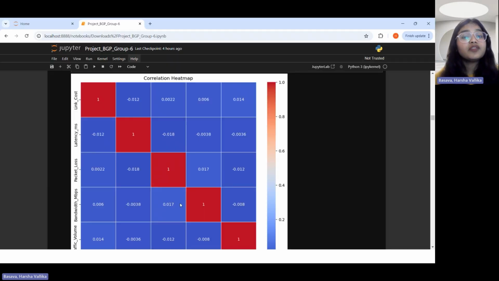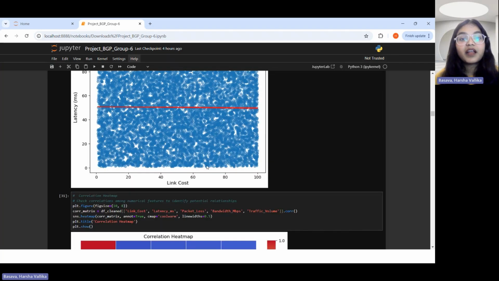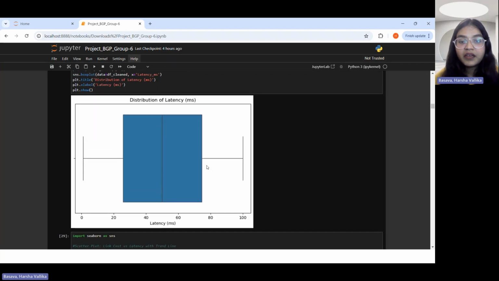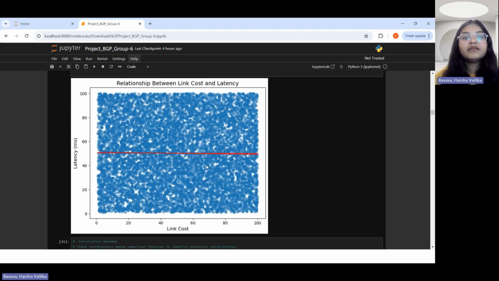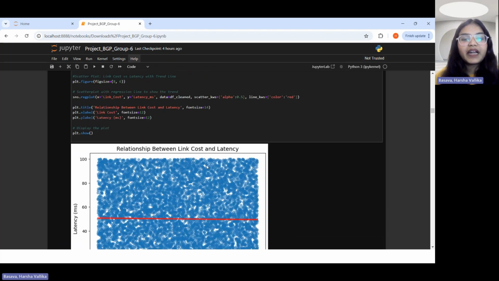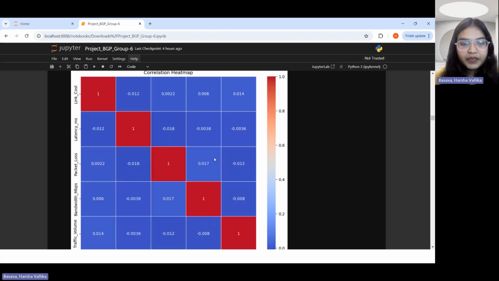So we have done that. We also did outlier detection to understand if there are any outliers in the data set we are having. We found no outliers. And this is a trend line that we tried plotting between the latency. Latency refers, as I've mentioned, to the time taken between the source and destination, right? So how is the link cost being affected with the latency? This is something we have plotted.